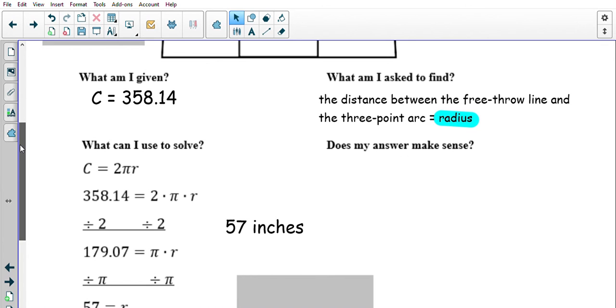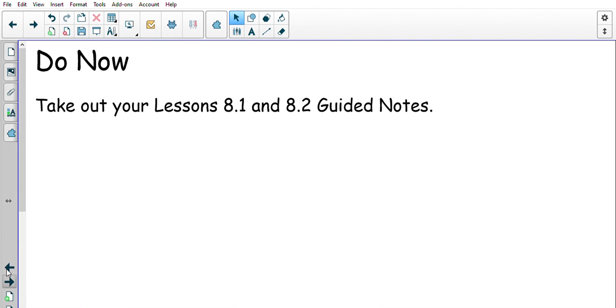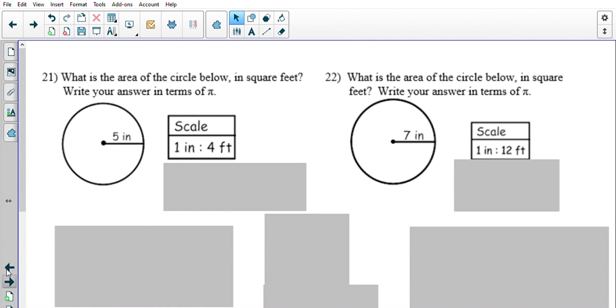All right, so the other thing that we have here, and I'm going to go ahead and flip to the last page, is we do have some questions that involve scale with finding area of circles. So in number 21, it says, what is the area of the circle below in square feet? We are going to write our answer in terms of pi. I'll also round to the nearest tenth as well.